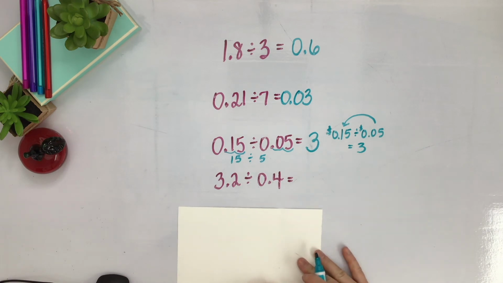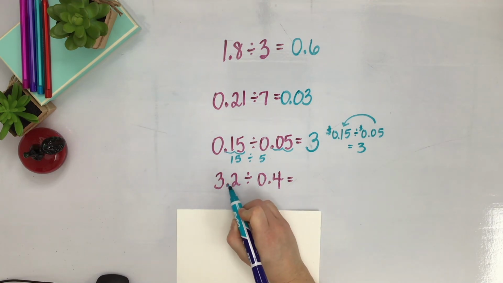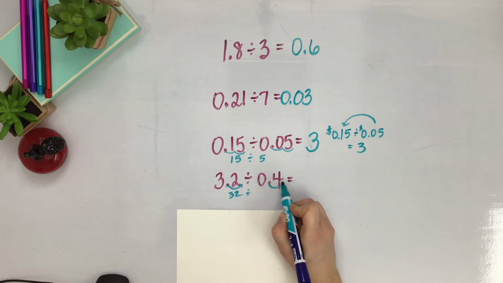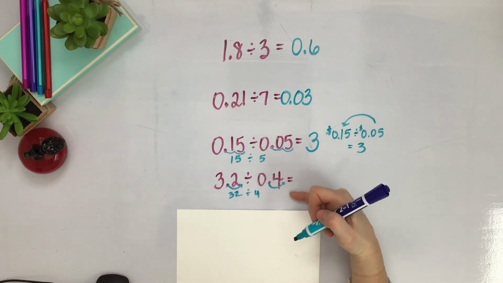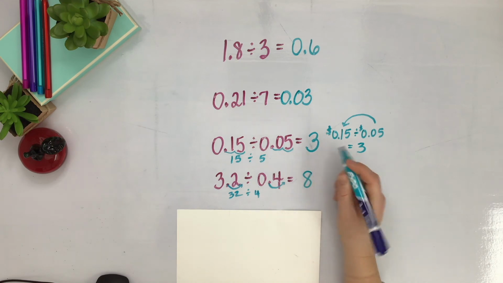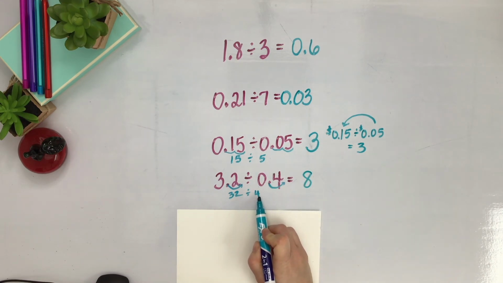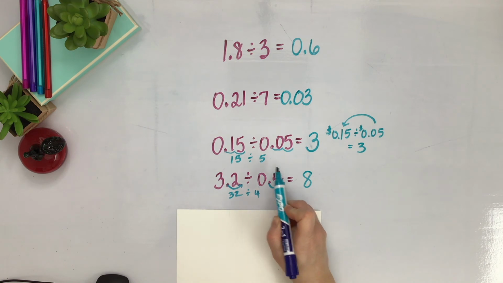Okay, 3 2/10 divided by 4 tenths. Here's another one I can adjust. I can make this a 32 and make this a 4. And this is the same question. They will have the exact same answer without the need to adjust my answer at all. 32 divided by 4 is 8. Okay, because there are 8 groups of 4 in 32, just like there are 8 groups of 4 tenths in 32 tenths.